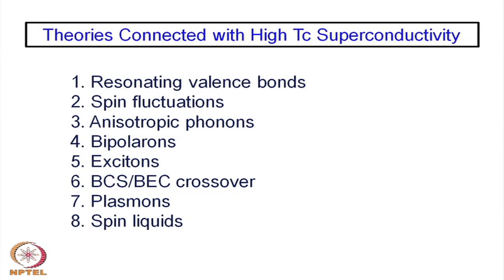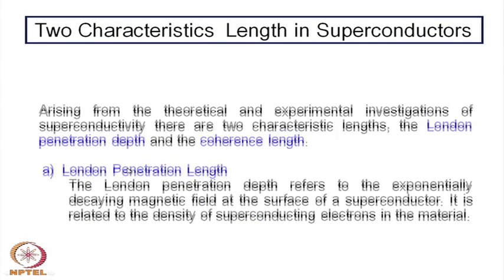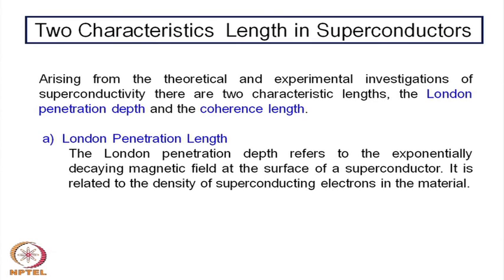Many propositions and hypotheses are being put forward, and I am sure in future some unanimous acceptance will come. That is all so far as the theory is concerned. I will not go into the details of that. I forgot to mention two important parameters in addition to whatever we have already discussed. Arising from the theoretical and experimental investigations, these are length parameters, which are characteristic of some of the superconducting materials.